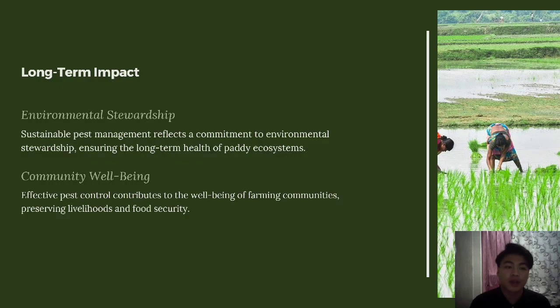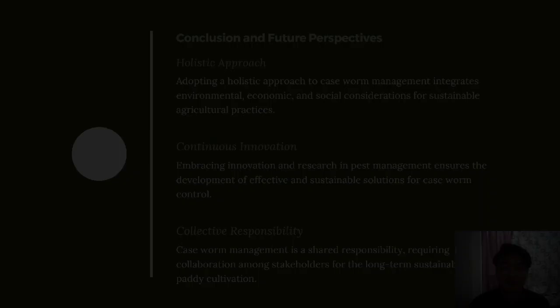Long-term impact. Environmental stewardship. Sustainable pest management reflects a commitment to environmental stewardship, ensuring the long-term health of the paddy ecosystem. Community well-being. Effective pest control contributes to the well-being of farming communities, preserving livelihoods and food security.